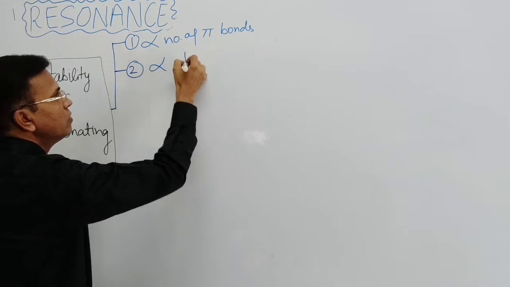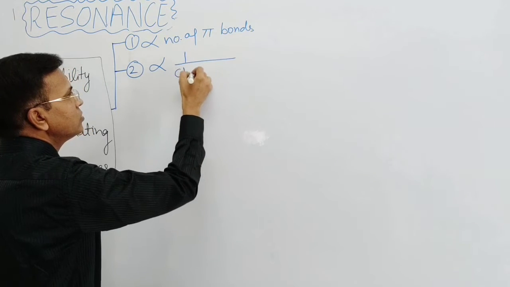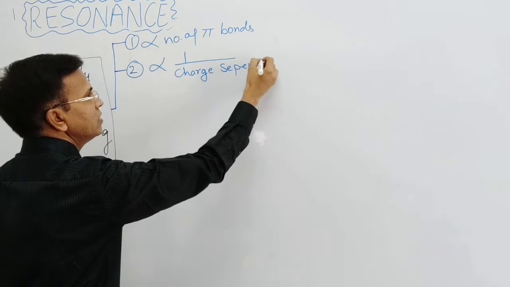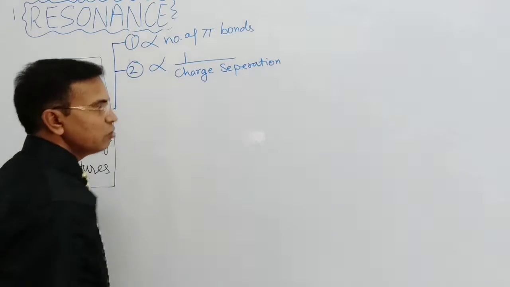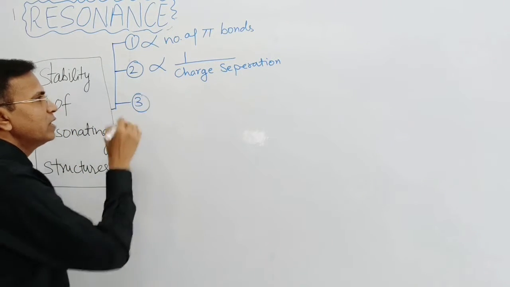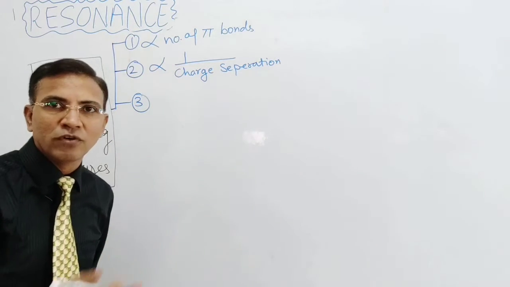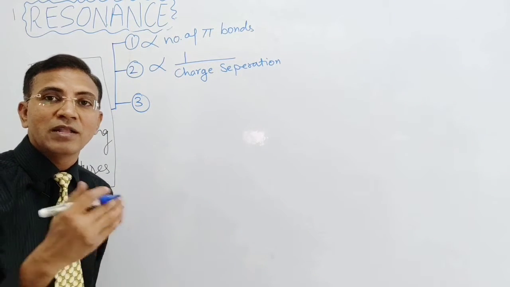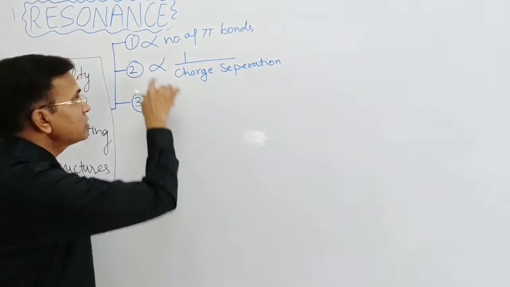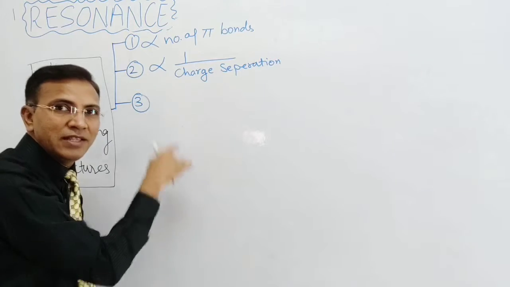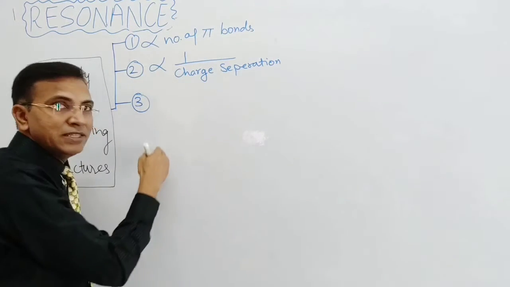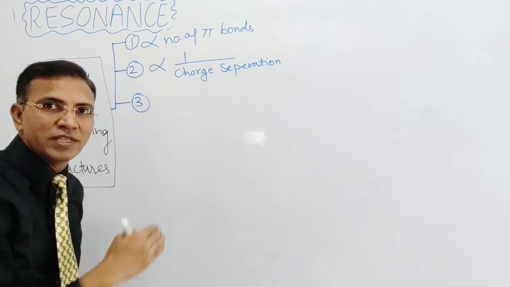Now the second is directly proportional to 1 upon charge separation, means charge is separated or not separated, right? Now the third one is, beta, what I am going to write is 1, 2, 3, 4 in steps. These are in preferential order, means first you have to see the first one, then the second one, then the third one.